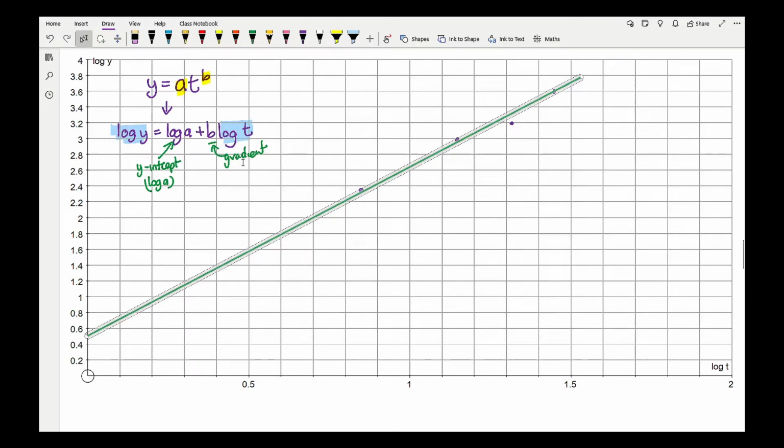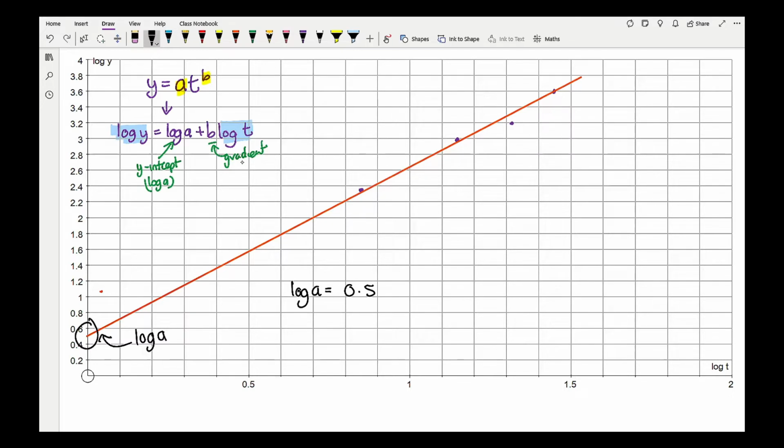From this, what I then want to do is find out from my graph what my values of the y-intercept and the gradient are going to be. So for this, let's change colour. Here, this value is going to be my log a. From this, I can see that log a is equal to roughly a number that's close to 0.5. And I'm going to work out the value of a.